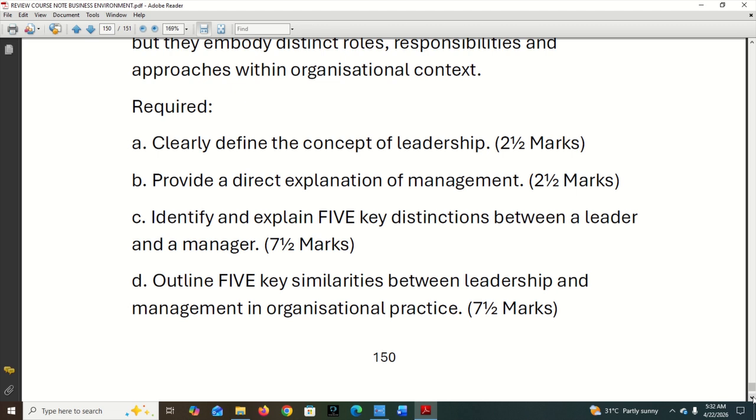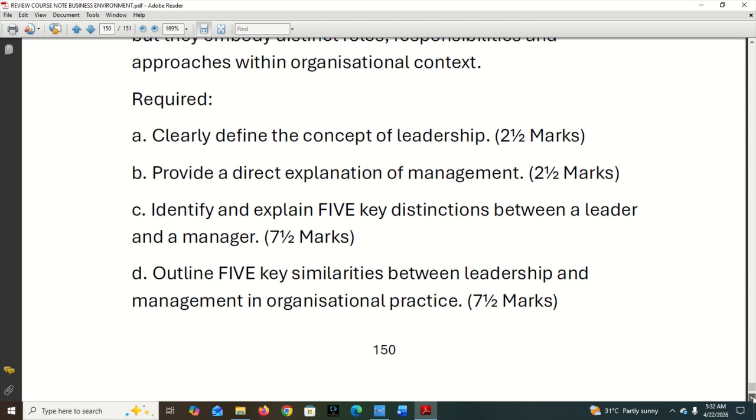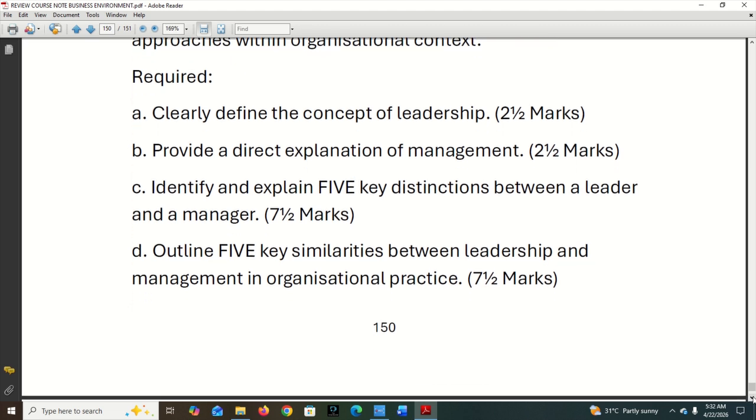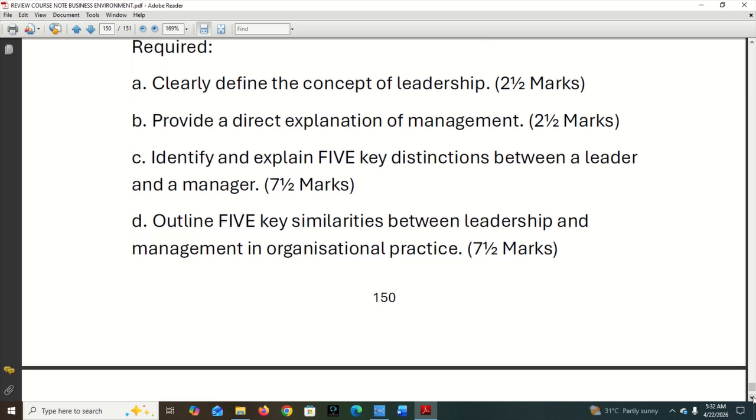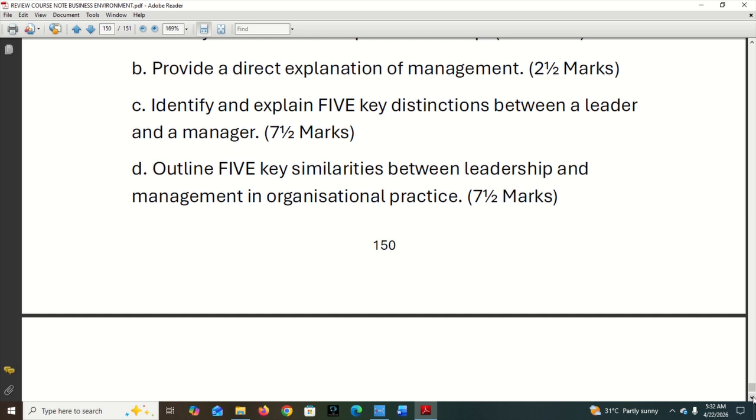A leader is this while a manager is this. I've dealt with that extensively when we were looking at the review kit together. Then outline five key similarities between leadership and management in an organization. That's another 5.5 marks, making 20 marks. So please, that brings us to the end of the Business Environment review kit. All right, thank you.